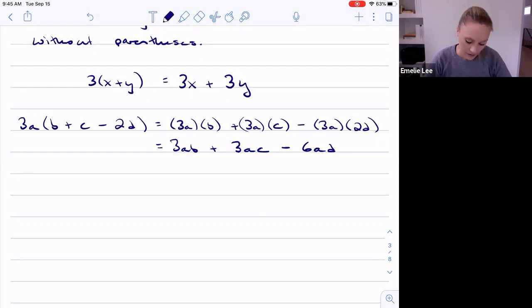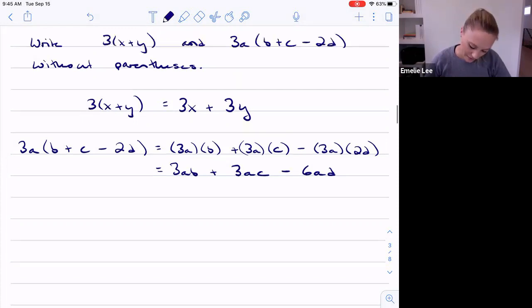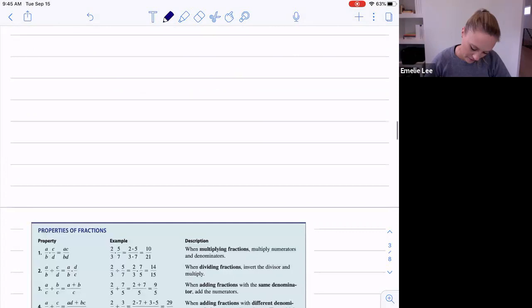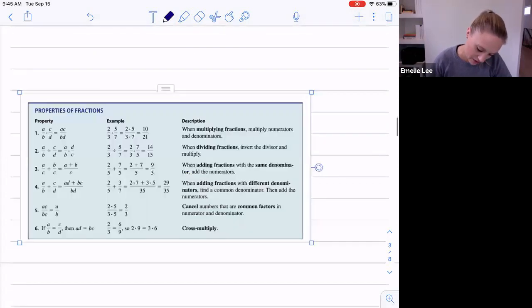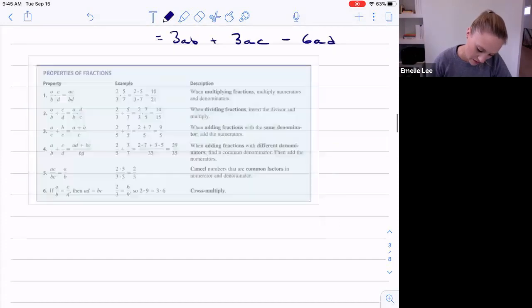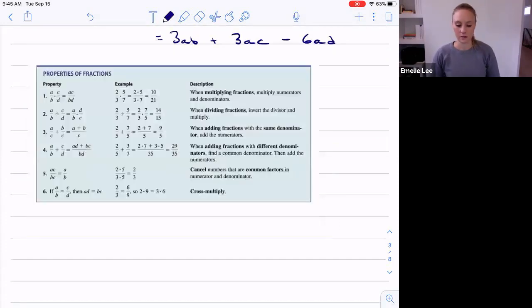Okay. So now we can move on to the properties of fractions. So dealing with fractions is usually a little bit rusty for a lot of people. So that's okay, right? But we do need to be able to deal with fractions. And there are a couple of tricks that we have up our sleeves.